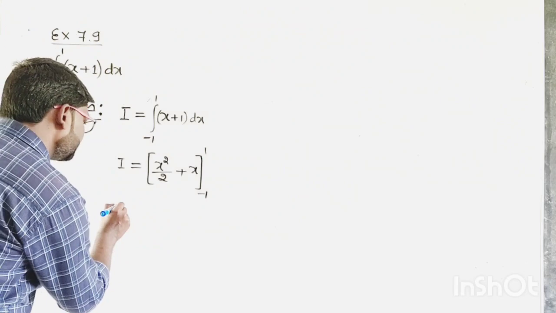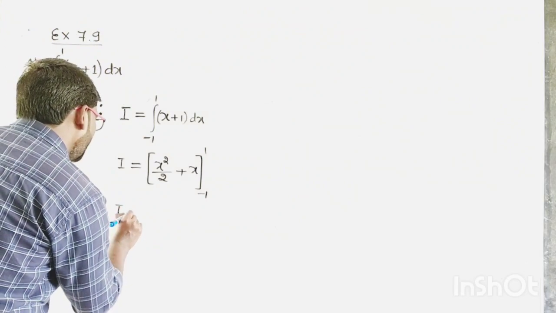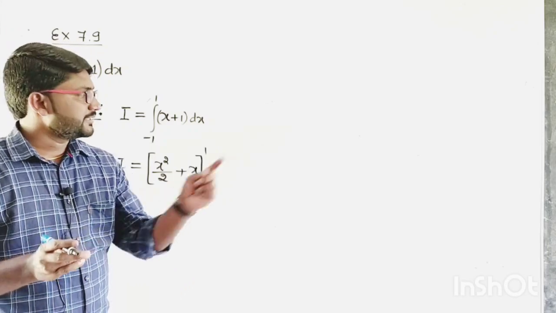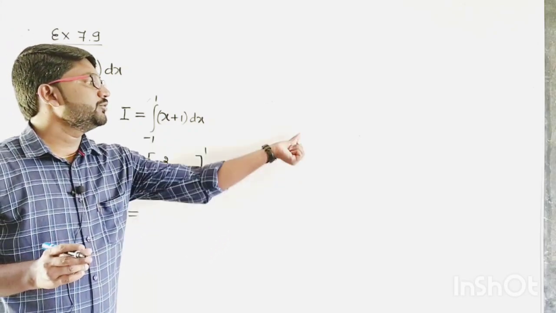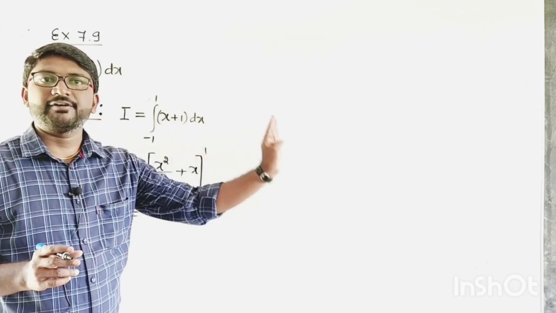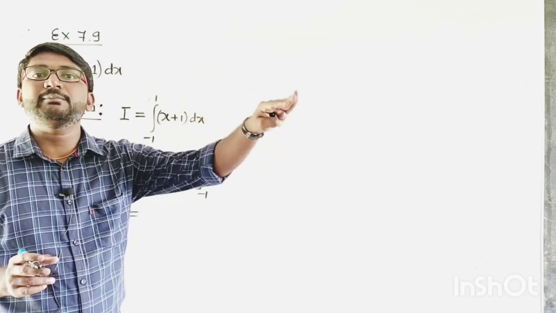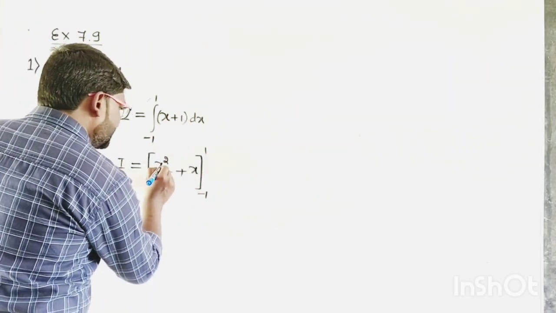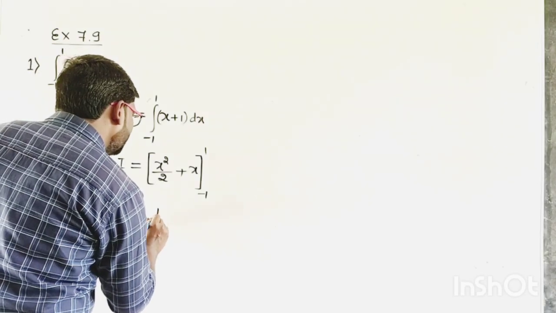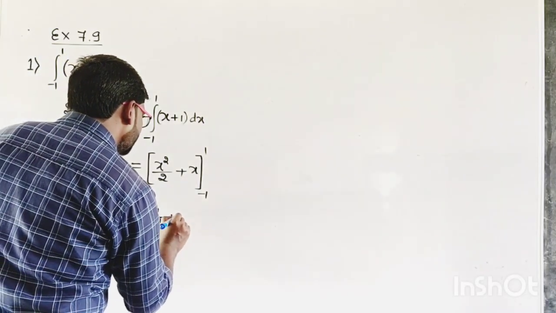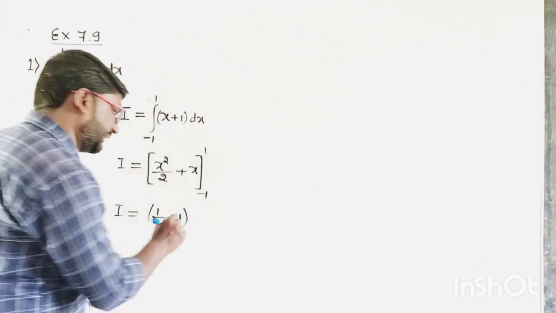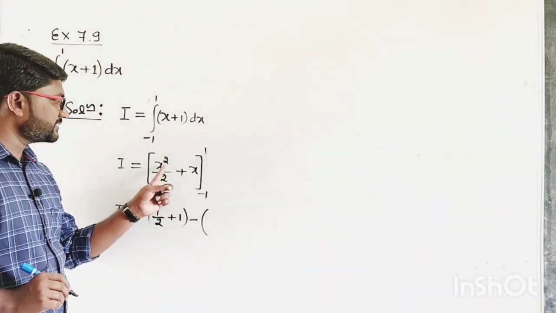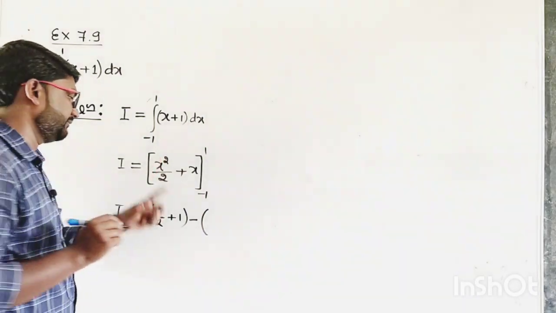So now I, which is equals to, so here, what was the second fundamental theorem? Capital F of x, a to b. Then we had written F of b minus F of a, upper limit minus the lower limit. In place of x we have to write upper limit. See here, 1 square, it will be 1. So 1 by 2 plus 1, this is upper limit, minus in place of x we have to write -1. -1 the square, it will be +1. We get 1 by 2.